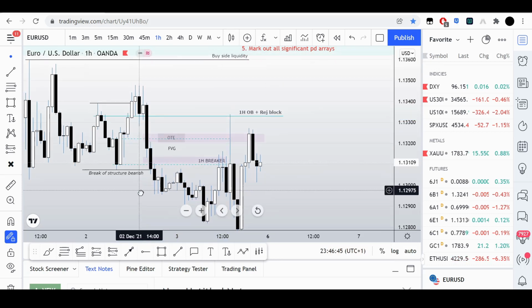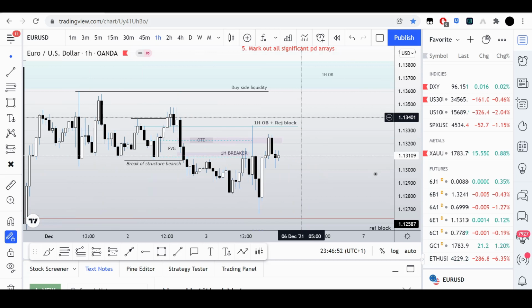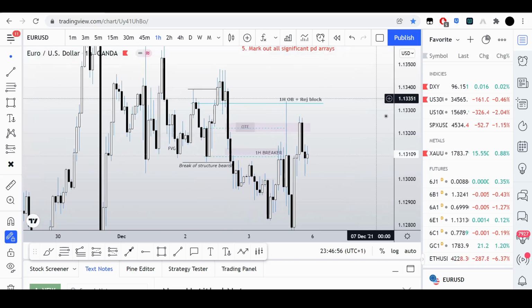Now, also, I know that with NFP, we could possibly get up here and take out this buy side liquidity inside of this hourly order block. All right. So now that we have that, now that we have our PD arrays, right?